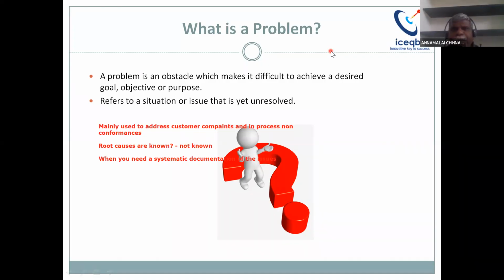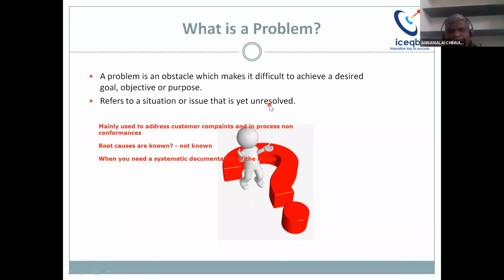Okay. So let us start with the definition of what is a problem. A problem is an obstacle which makes it difficult to achieve a desired goal, objective, or purpose. For example, I'm just taking a very simple example. We are supplying a 10 millimeter rod to a customer, and he gives a specification that the diameter of the rod should be 10 plus minus 0.5. That means he is willing to accept from 9.5 to 10.5.